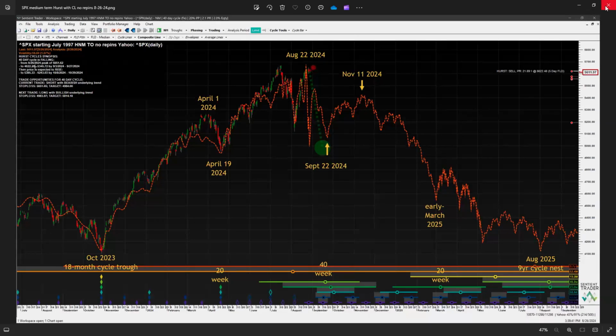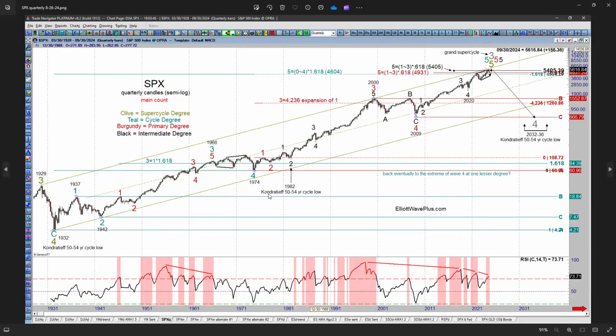Now we'll get to the actual wave counts, and we'll start with the long-term quarterly wave count on the S&P. This is up from the 1932 low. 1 in cycle degree, that's teal. 2, 3, an expanding triangle for 4 through 1974. And then everything since 1974 has been a highly extended fifth wave to the upside. So 1, 2, 1, 2, 3, 4, 3, 4, and then the fifth wave up.